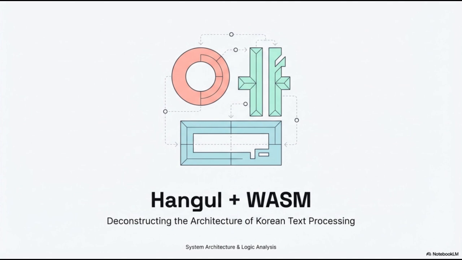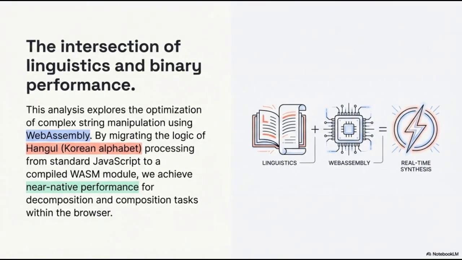Let's begin by examining the core architectural framework that makes this integration possible. The intersection of linguistics and binary performance explores the optimization of complex string manipulation using WebAssembly. By migrating the logic of Hangul processing from standard JavaScript to a compiled WASM module, we achieve near-native performance for decomposition and composition tasks directly within the browser. This approach allows us to bridge the gap between complex linguistic rules and high-efficiency computation, ultimately enabling real-time synthesis.